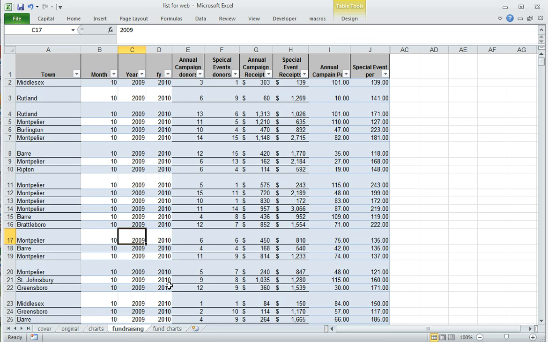I'm also going to do the same thing sort of in the area of fundraising. And for this organization, notice these tables are set up pretty much the same way. That I have my various topics in columns, and I have my various bits of data in rows. And here I've chosen to show the results of an annual campaign and special events, both with the numbers of donors and the amounts received. Again, by town and by year and by fiscal year.